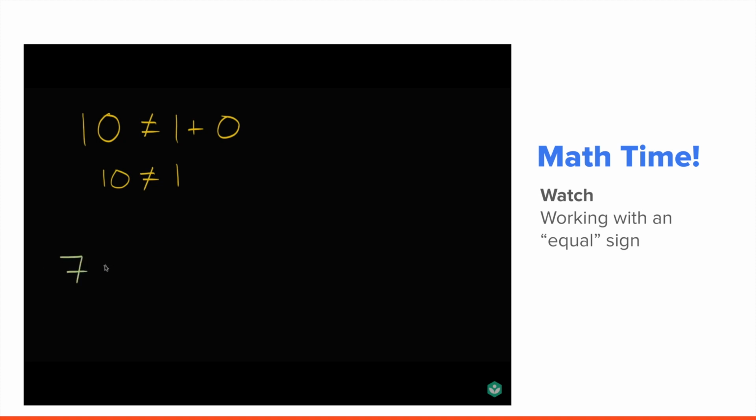Let's say I had 7 plus 1 is equal to 3 plus 4. Is this equation true? Well, what do we have on the left? 7 plus 1 is 8. 3 plus 4 is 7. These are not the same quantity. They're not the same amount. So these are not equal. And we're done.